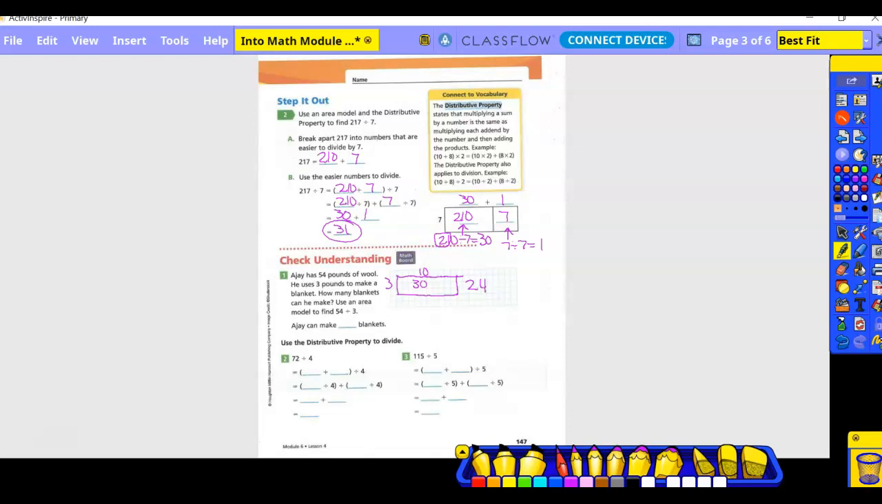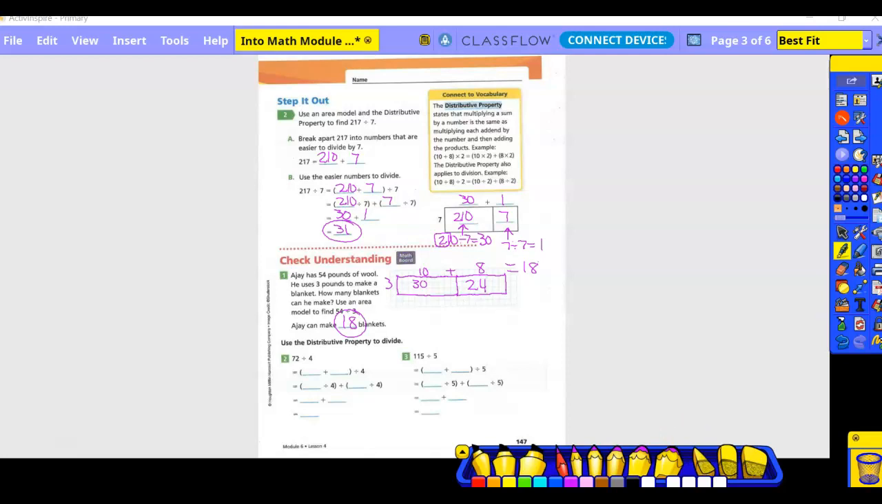Okay, now what is 24 divided by 3? What times 3 gets me 24? 8. So I'm going to go over 8. So 1, 2, 3, 4, 5, 6, 7, 8. You guys told me 8. So what is 10 plus 8? 18. So she can make 18 blankets.